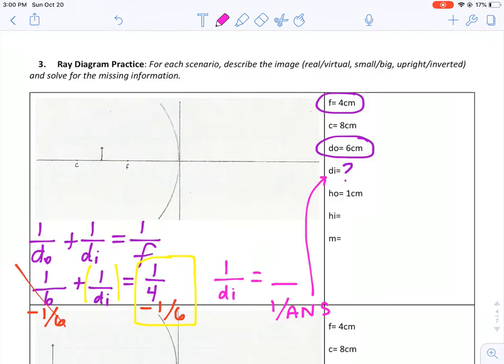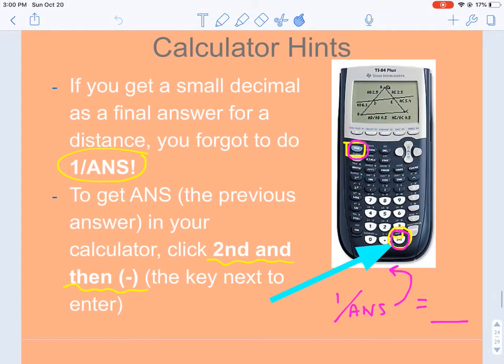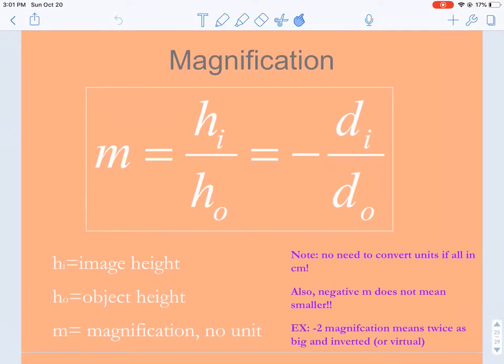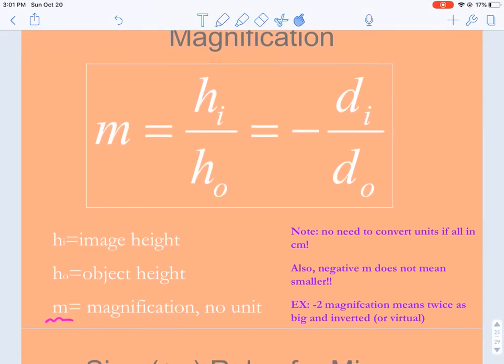Now, in terms of height and magnification, we use a different equation. If we go back to our notes, we can take a look and see what that equation is. So let's first look at these new letters. M is magnification. There's no unit. If we get an M that is bigger, well, let's say our M is 1. Let's start there. That means that the object and the image are the same size.